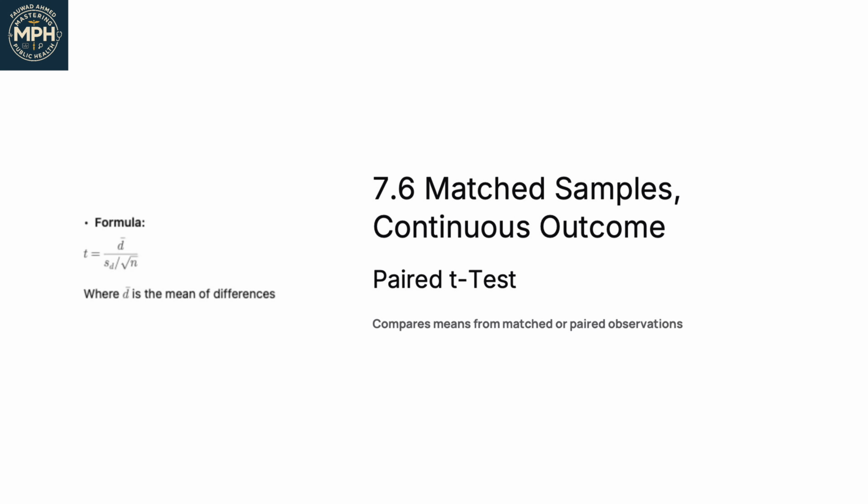Sixth is tests with matched samples, continuous outcome. When the same individuals are measured twice, like before and after an intervention, we use a paired t-test. Take the average of the differences between paired observations. Then divide by the standard deviation of those differences over the square root of the sample size. If the p-value is low, the before and after results are significantly different.